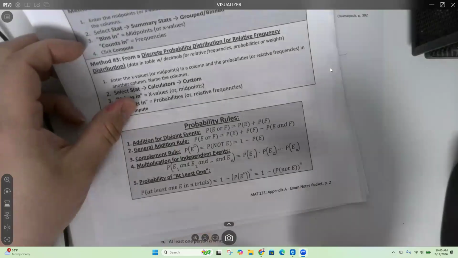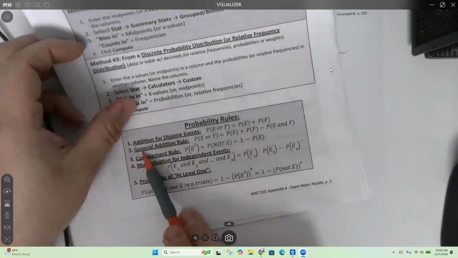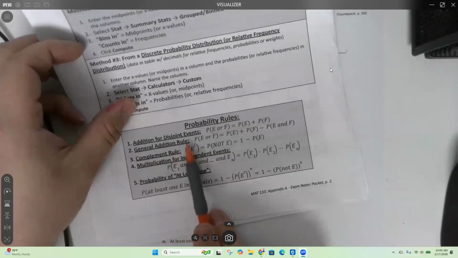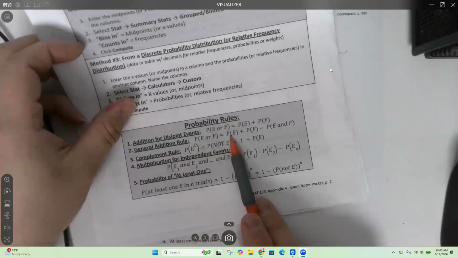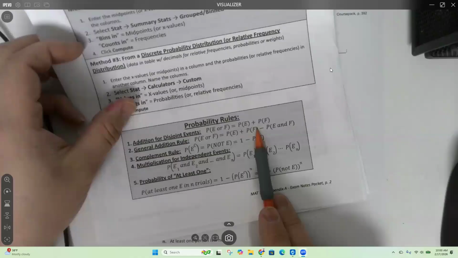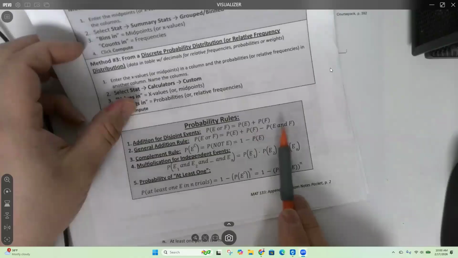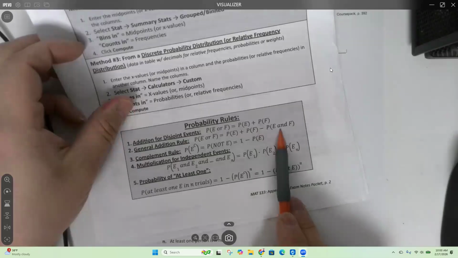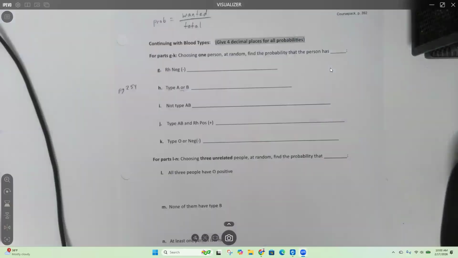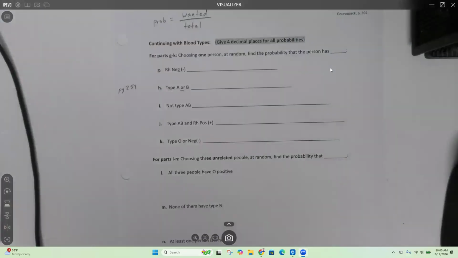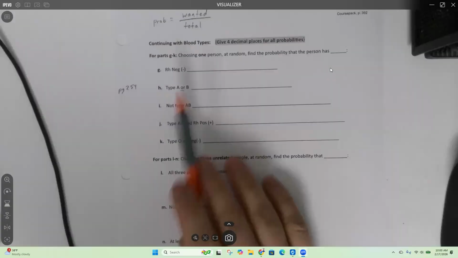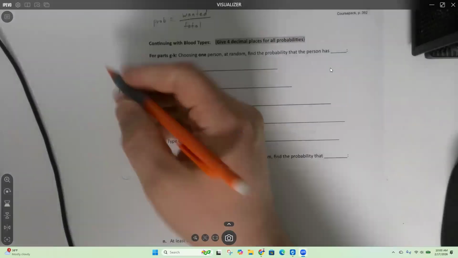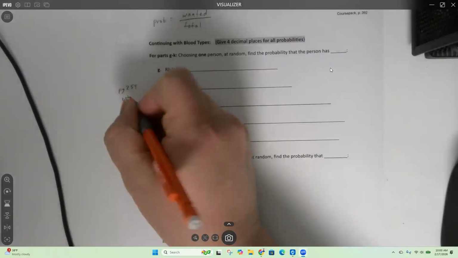On the other hand, if it's not disjoint, then when you are looking at an or situation, you still add the two together, but then you have to subtract the overlap. And the reason why is because if you don't, you'll double count those. Anyway, we will make sure we're paying attention as we're looking at or. This is at the bottom of page 254.